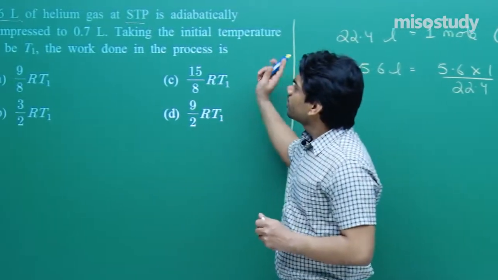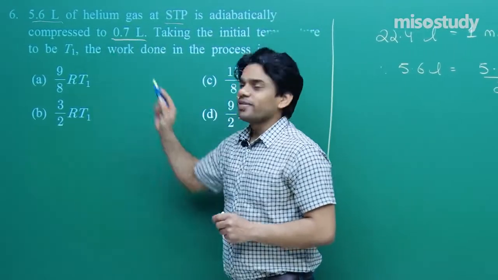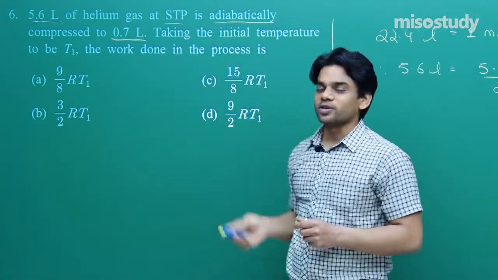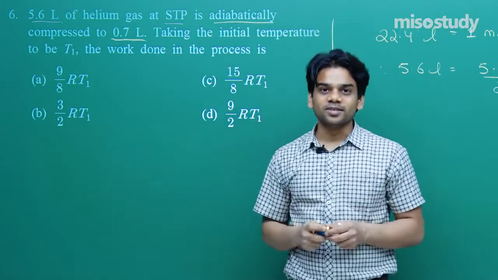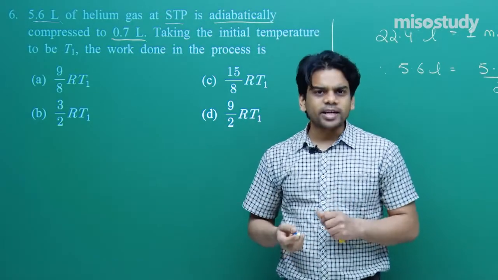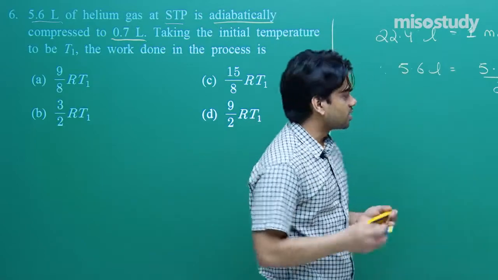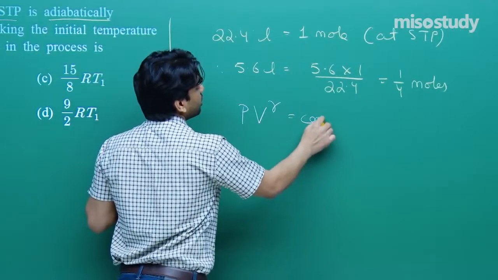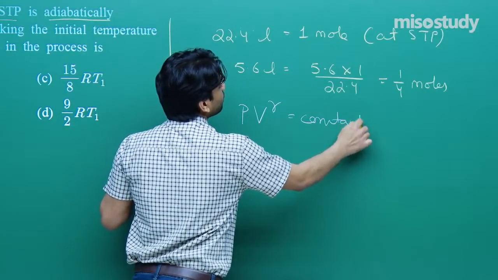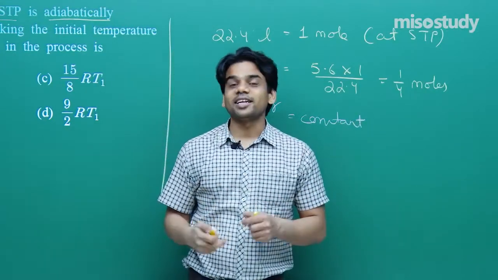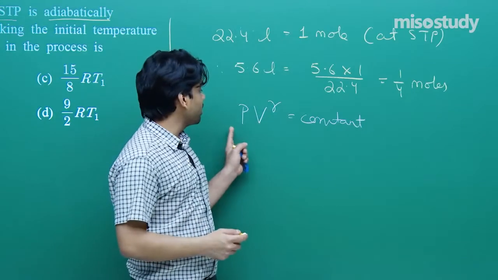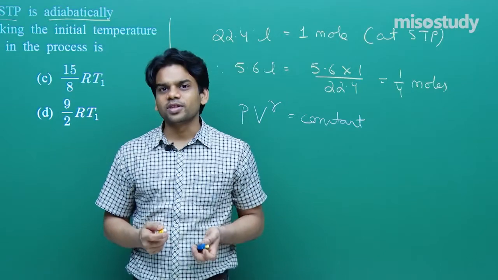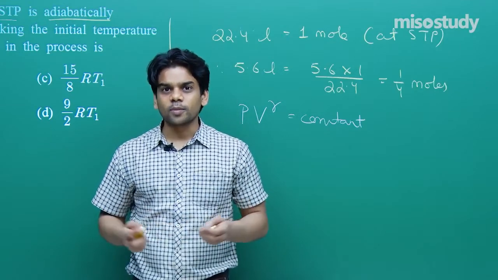Next, it is compressed to 0.7 liter and the system has gone through an adiabatic process. We all know in the case of an adiabatic process, PV^gamma equals constant. So how can we find out the final temperature that it attains? Nothing is given about the initial pressure, but the initial volume and final volume are given.